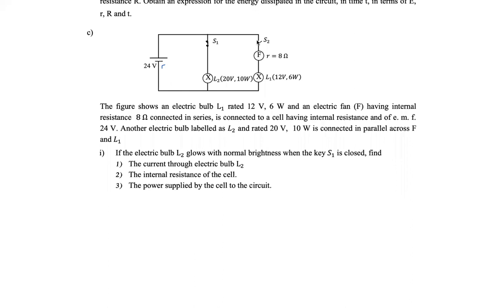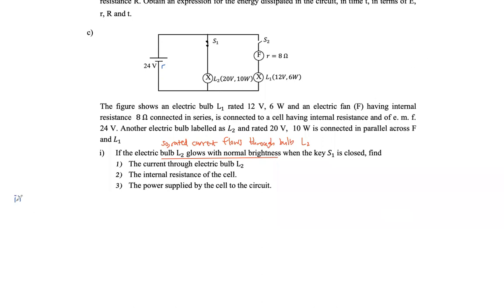Okay, so this is open, this is open, and they are saying bulb L2 glows with normal brightness. So what can we say then? So rated current flows through bulb L2. Now in the earlier question they had not mentioned that a rated current is flowing, so we couldn't take it that way. Now a rated current is flowing. First of all, let's find out the rated current of that bulb.